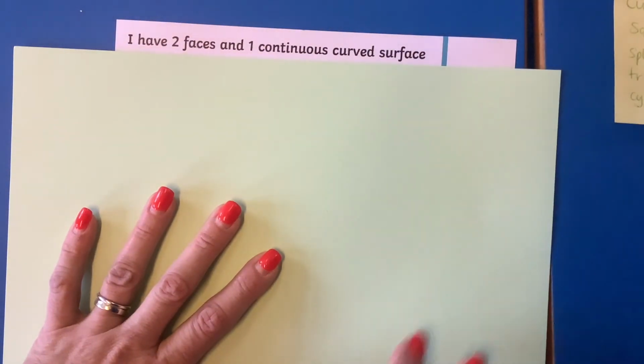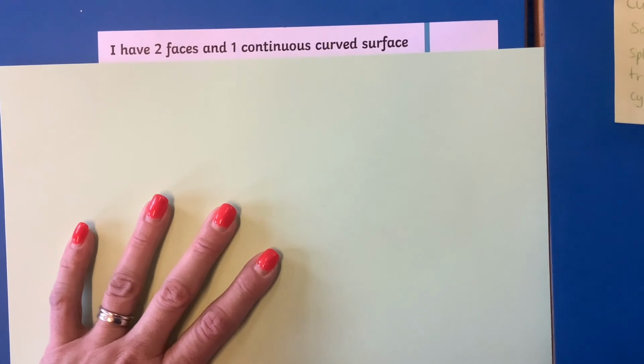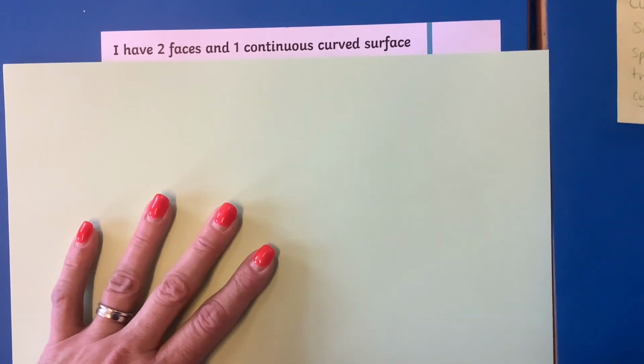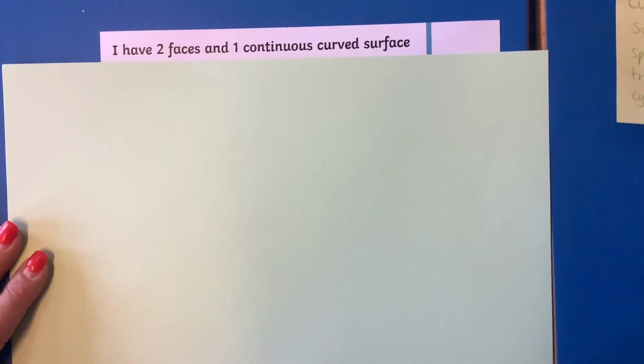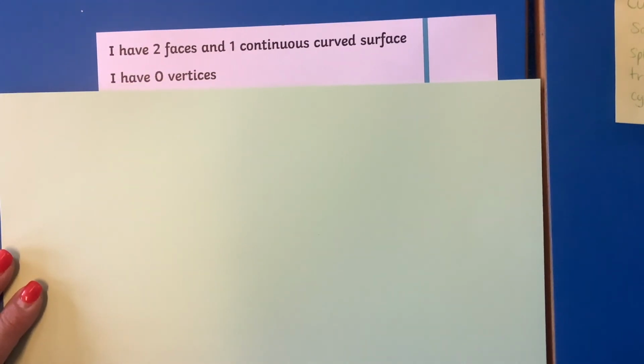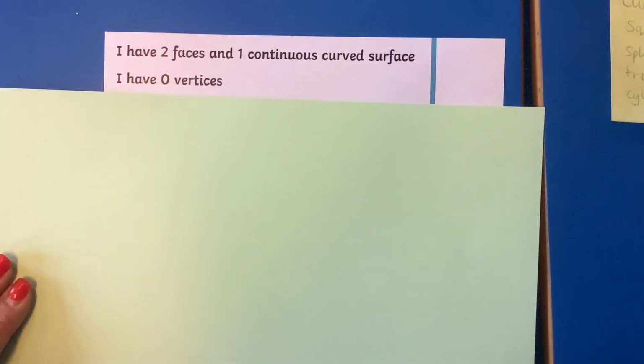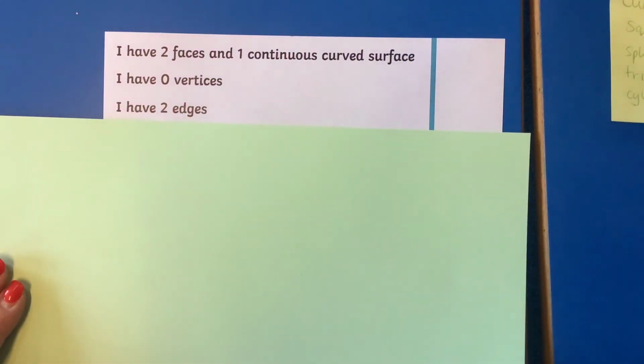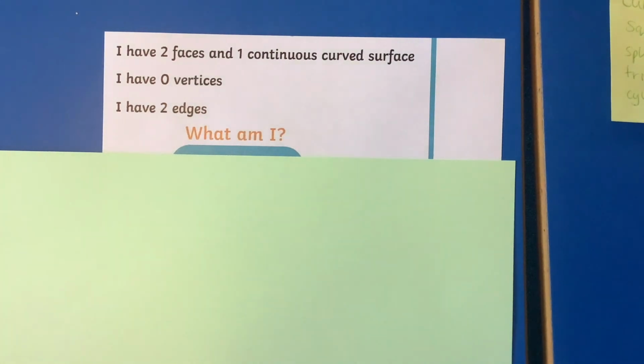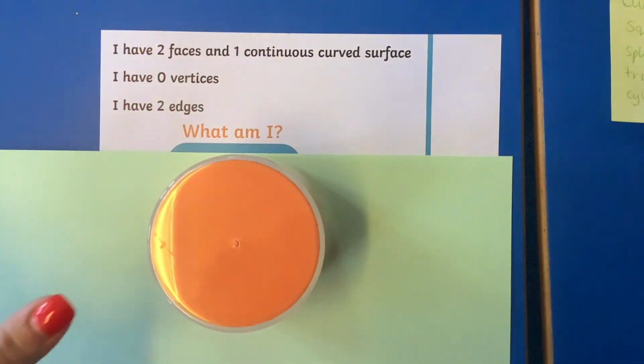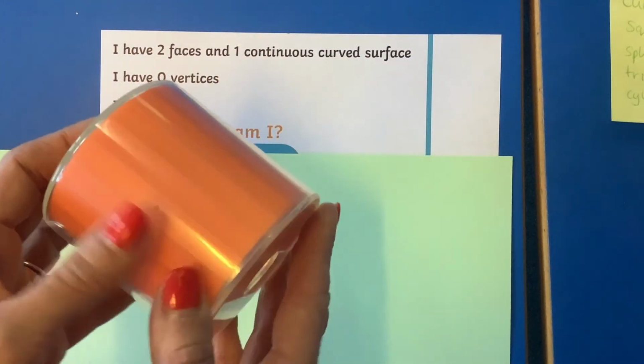Number 5. I have 2 faces and 1 continuous curved surface. I have 0 vertices. And I have 2 edges. What am I? I'll give you a clue. The 2 edges are not straight. Have you got it? I'm a cylinder, like a tin of beans.